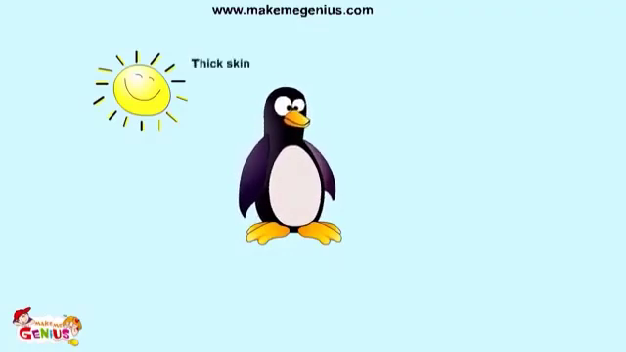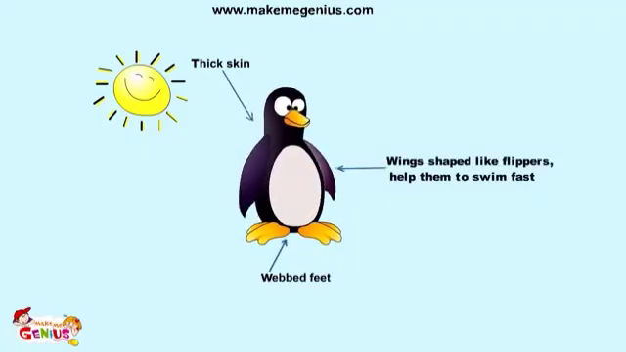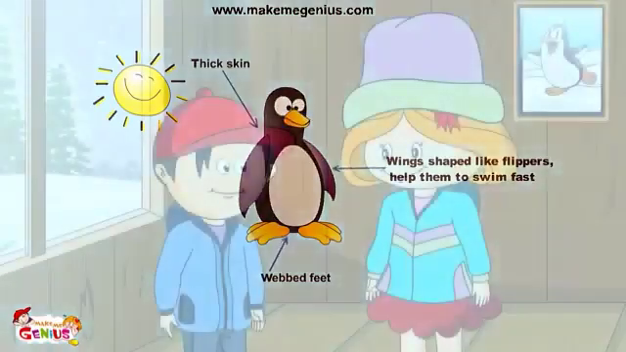They also have thick skin and lots of fat called blubber under their skin. Penguins have webbed feet for powerful swimming. Their wings are shaped like flippers, which help them to swim at speeds up to 15 meters per hour.